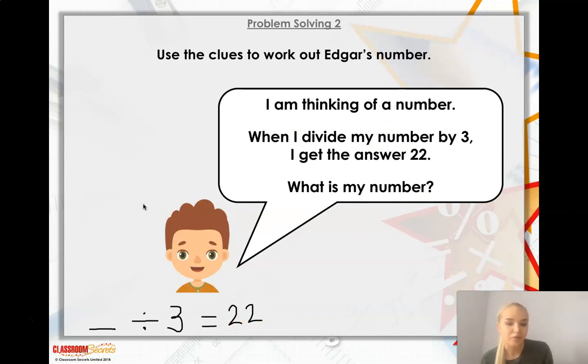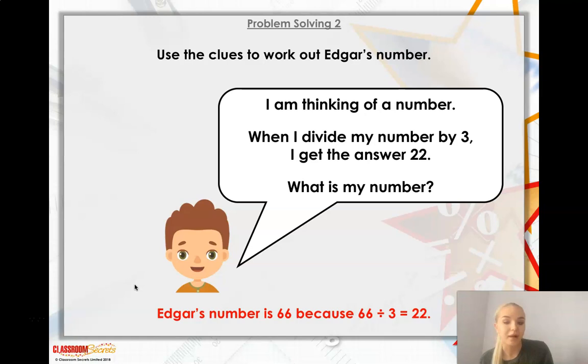And we know, don't we, Year 4, from our knowledge of inverse, that to find an unknown answer when we already have the other answer, we can use our inverse method. So what is the inverse to dividing? Multiplying. So what we could do, we could switch this sum around and actually think 22 multiplied by 3 gives me this missing answer. What is 22 multiplied by 3? Pause the video and have a think. Well done. 22 multiplied by 3 is 66. So 66 must be his number because 66 divided by 3 is 22.